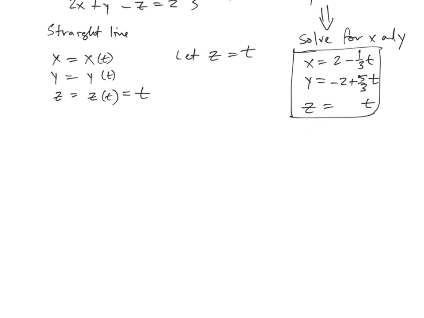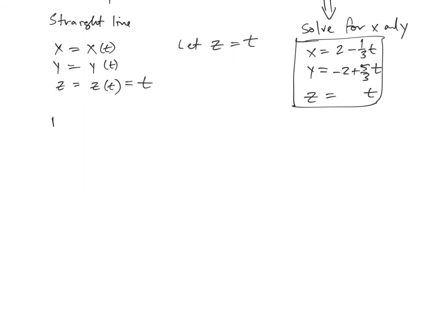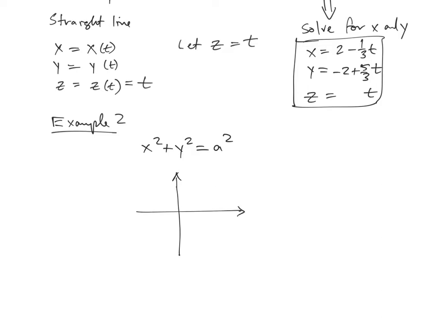Okay, so straight line we already know. Let's look at something a little more interesting. Let's say we have a circle, x squared plus y squared is equal to a squared. And we want to write the parametric equation that represents this circle. I'm a bad circle drawer, but that's approximately a circle, and obviously it has a radius of a.